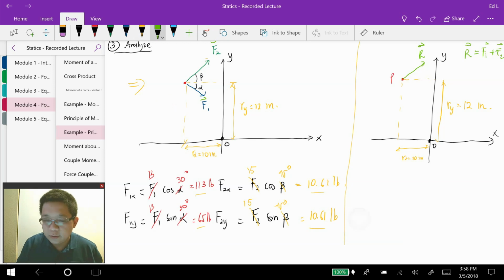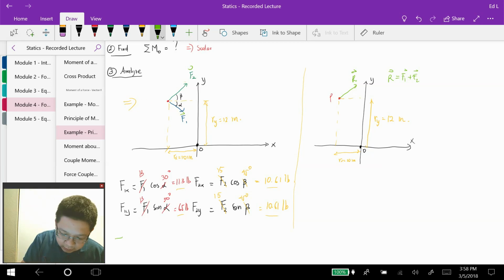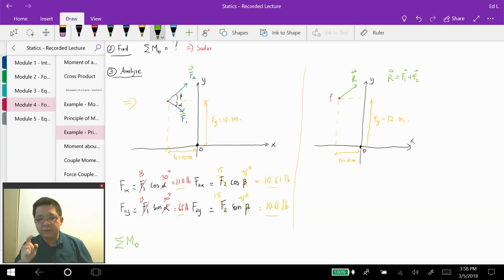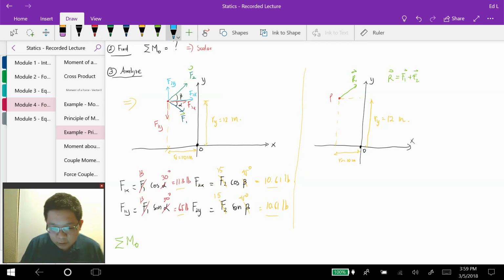Let's do the calculations now, and I would like to zoom out a little bit. Let's take the sum of the moments at O, but before that it's a good idea to draw the components of the force. This is F1y, going downward, this is F1x, this is F2y, and this is F2x. When I take the sum of moments about point O, I will take it one by one, starting with F1y. For F1y, the perpendicular distance is Rx.